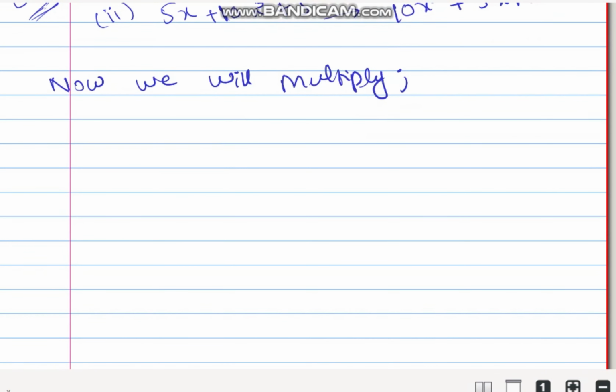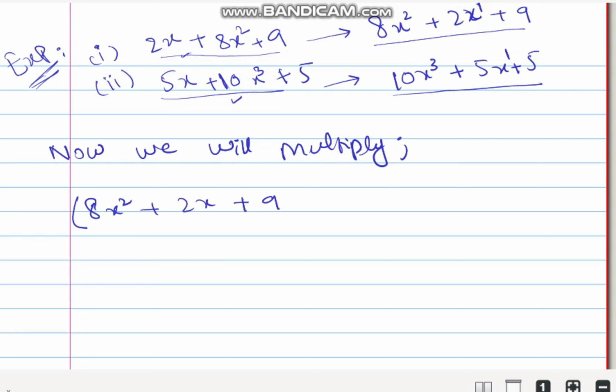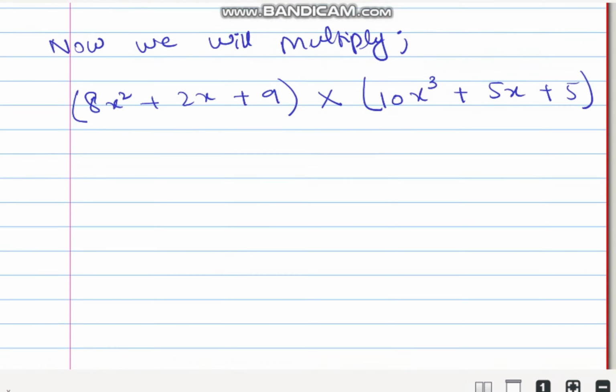For multiplication, just write the polynomials here. The first polynomial is 8x, sorry, 8x square plus 2x plus 9. These forms are both correct, but this is the more beautiful form. Just put the sign of multiplication and then 10x cube plus 5x plus 5. These are our polynomials, and we have to multiply them.